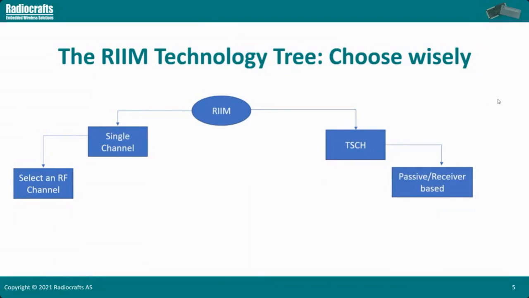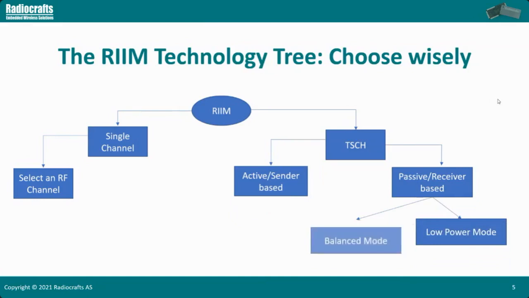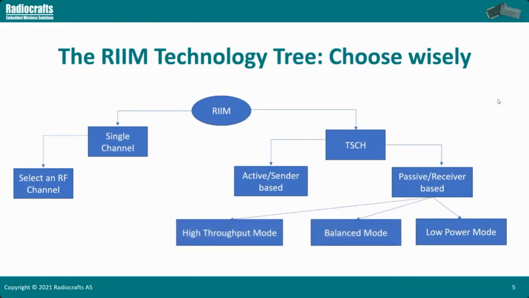Passive mode or receiver based, and active or sender based. And that's not it. Also in passive mode, you have three options: the low power mode, the balanced mode, and the high throughput mode. So in RIIM in general, you have TISH on the right hand side and then single channel. With single channel, you only get to choose one RF channel, but with TISH, you have two modes you can operate on, either passive or active. That's not all. In passive, you also have three other settings to choose from.